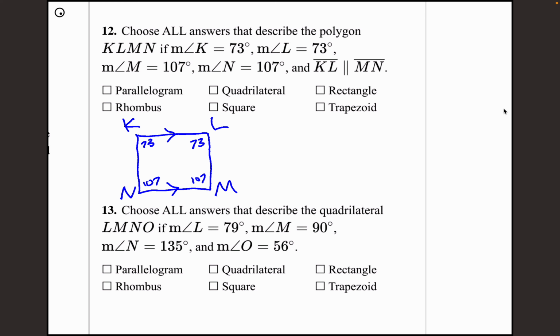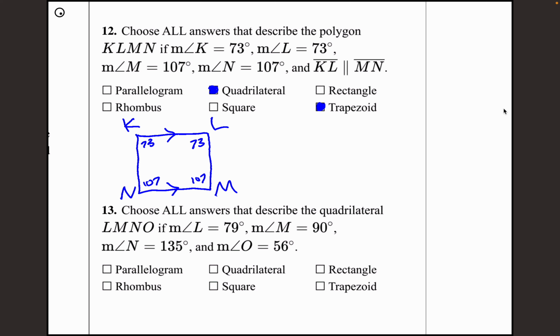Now, is this a parallelogram? No. Is it a quadrilateral? Is it a rectangle? Rhombus? Square? Trapezoid? It is a trapezoid. Okay. What's a parallel? I didn't get that down. Ask your partner. We talked about that multiple times. Okay, so we just select those two options.